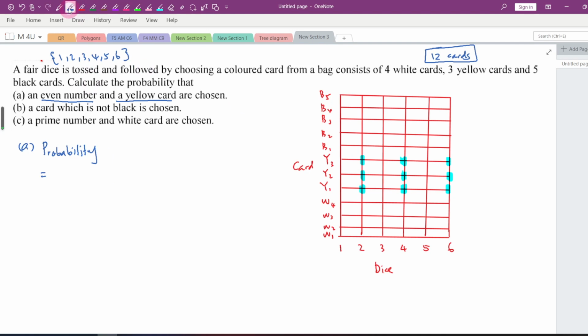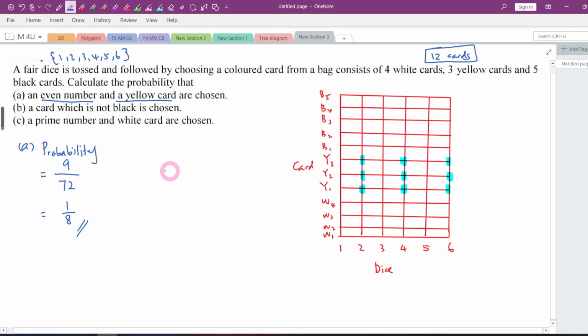So here we have 6, here we have 12. 6 times 12 will be 72. 1, 2, 3. So we have 9 outcomes where an even number is paired with a yellow card. Okay, so just simplify it, you will get 1 over 8.